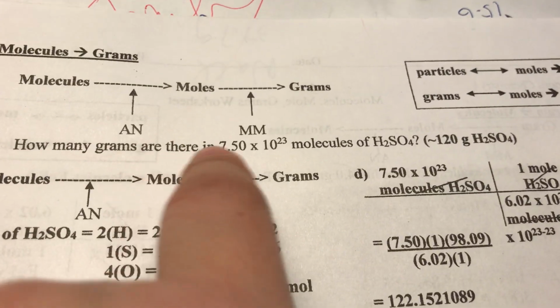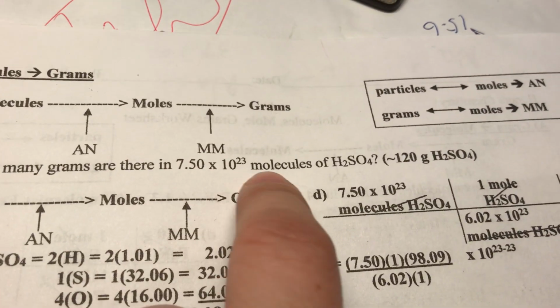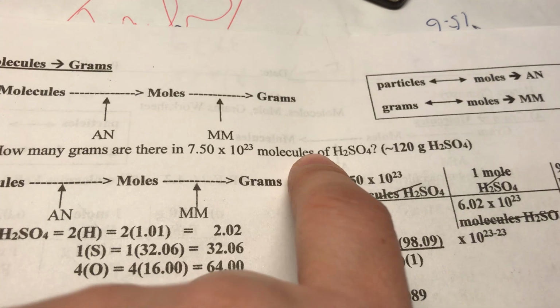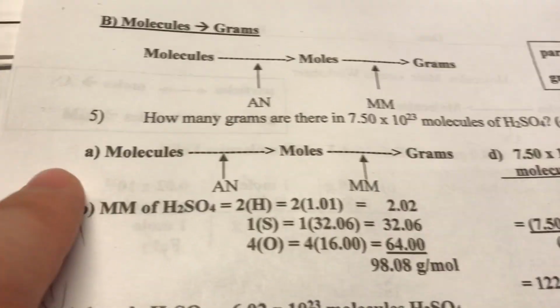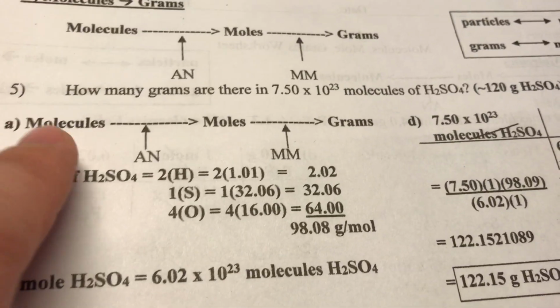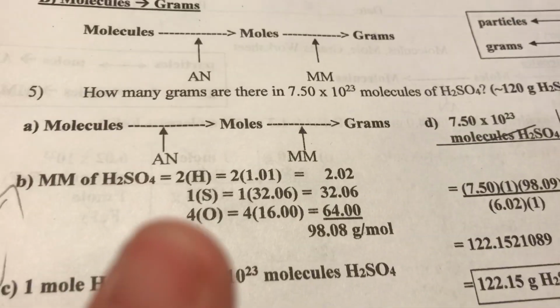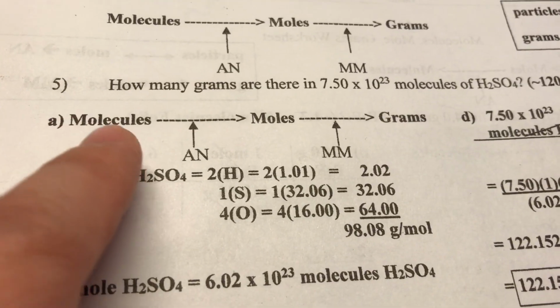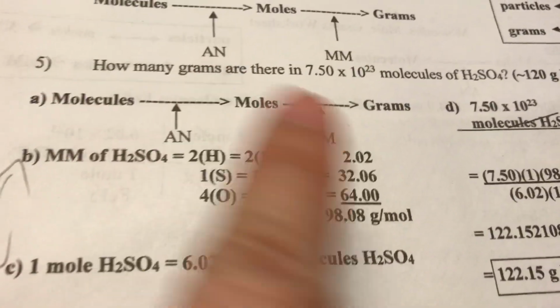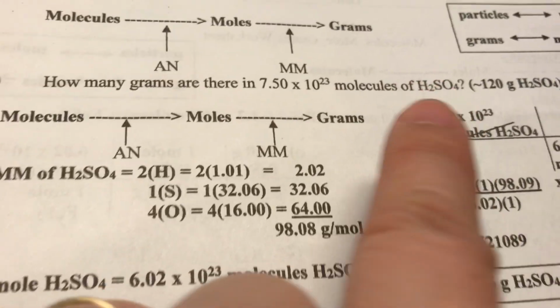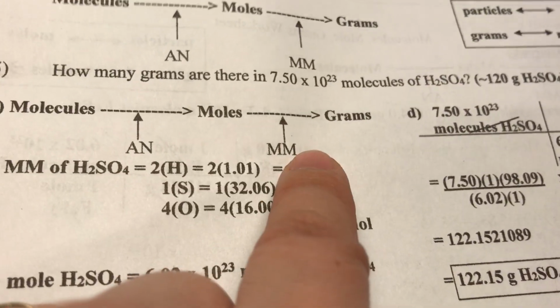So here's an example. How many grams are there in 7.50 times 10 to the 23rd molecules of H2SO4? And I give you a reference answer. So we first, step A, we need to write down the strategy. Now here the worksheet always has 4 steps, okay? So step A is, I start with molecules and I'm looking for grams. So my strategy is molecules to moles to grams using AN and MM.